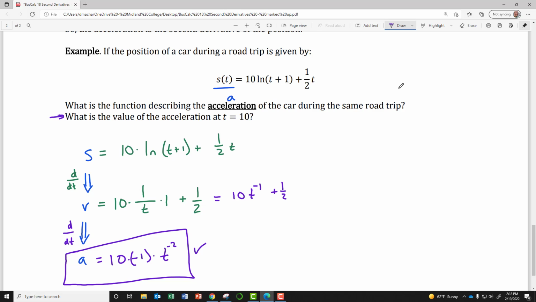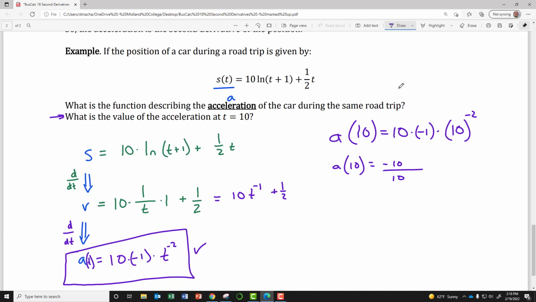I have one more question here. What is the value of the acceleration at t equals 10? So when we take acceleration evaluated at t equals 10, this will be 10 times negative 1 times 10 to the negative 2 power. So that will be negative 10 divided by 10 squared, which is 100. So this is saying that my acceleration is going to be negative 1/10.